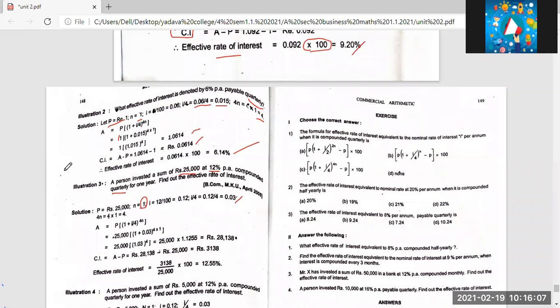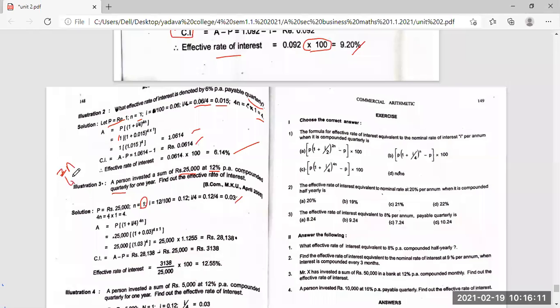So for half yearly we put 2n, and for quarterly 4n. Okay, girls, please note it down. For half yearly we have to consider this 2, and for quarterly we have to consider this 4.